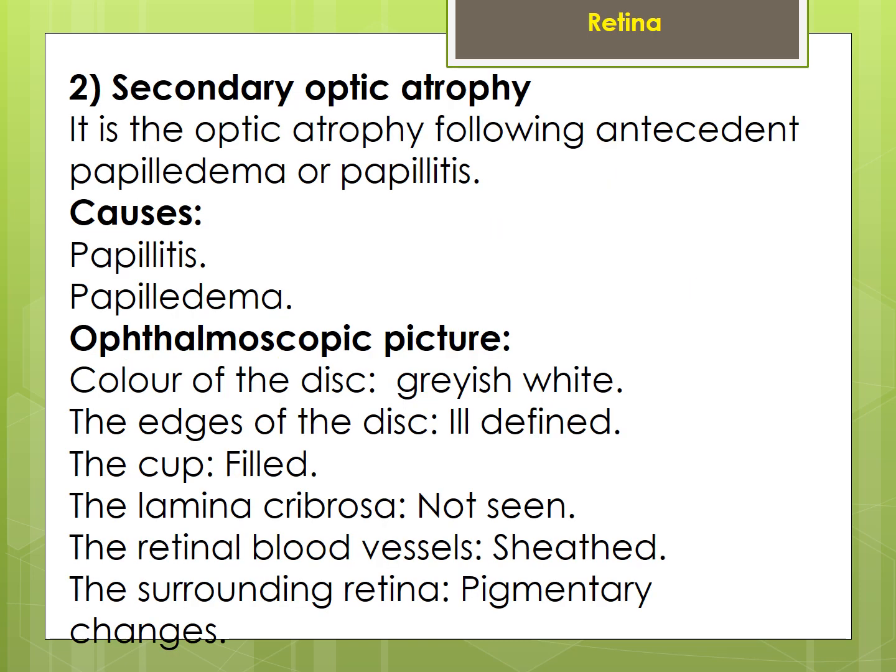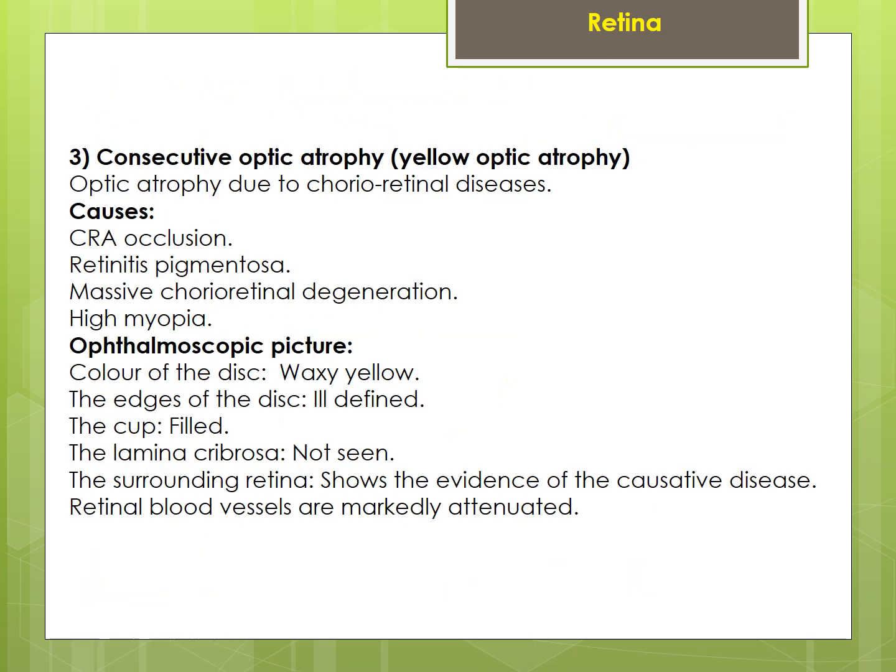In secondary optic atrophy, the pathology is at the optic disc. It is optic atrophy following an insult at the optic disc such as papilledema or papillitis. Ophthalmoscopic picture. The color becomes grayish white. The edges are ill-defined. The cup is filled. The lamina is not seen. The retinal blood vessels are sheathed. And the surrounding retina shows pigmentary changes.